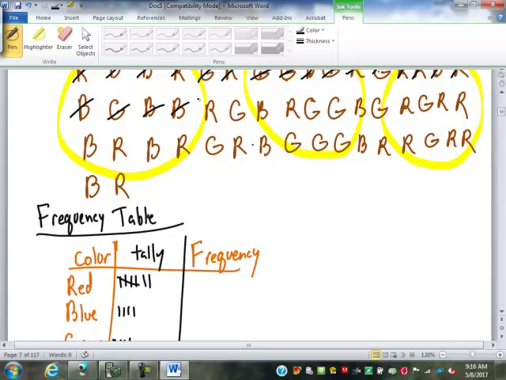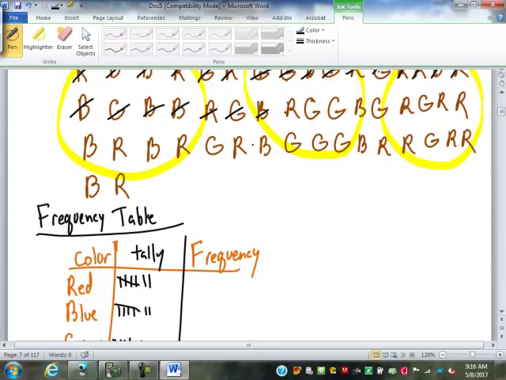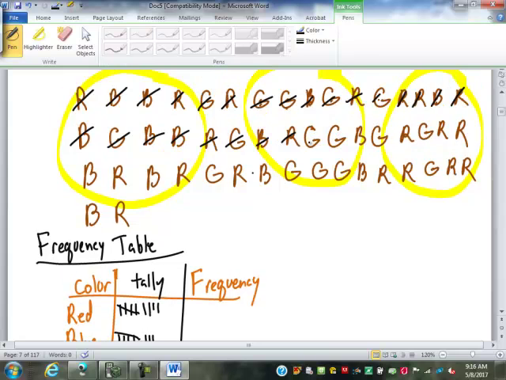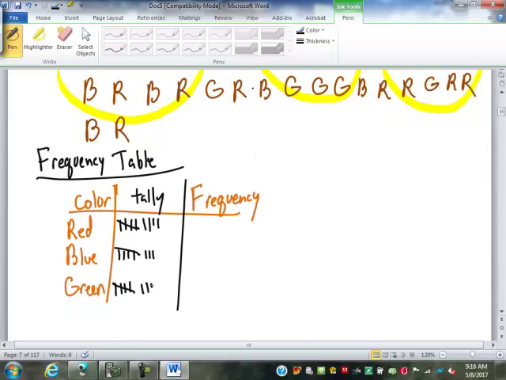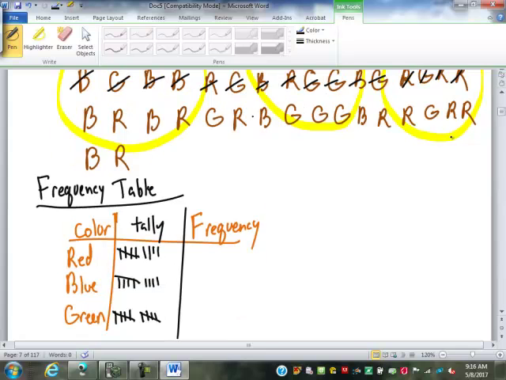So blue, green, blue, blue. Red, green, blue, red. Green, green, blue, green. Red, green, red, red. Red's still in the lead. Blue, red, blue, red. Green, red, blue, green. Green, green, blue, red. Red, green, red, red.